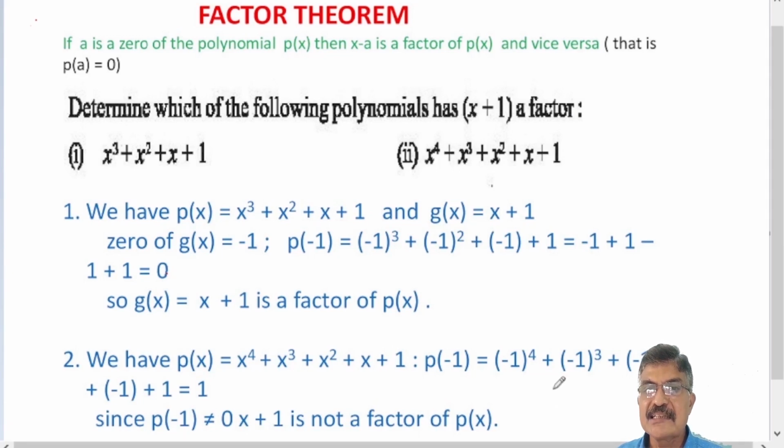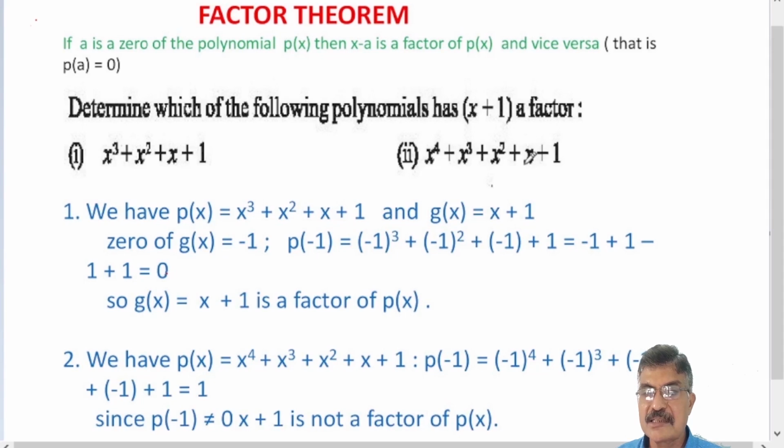Okay, once again I will repeat. Take this polynomial as p(x) and x plus 1 as g(x). While we divide p(x) by g(x), the remainder is p of the 0 of g(x). The 0 of g(x) is minus 1. So we have to check whether p(minus 1) is 0. If p(minus 1) is equal to 0, then this linear polynomial is a factor of this polynomial. Substitute minus 1 in p(x). When we do the arithmetic, we will get that p(minus 1) is equal to 0, so g(x) equal to x plus 1 is a factor of p(x).